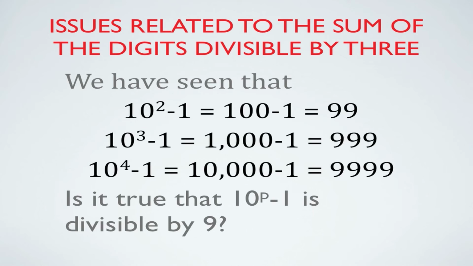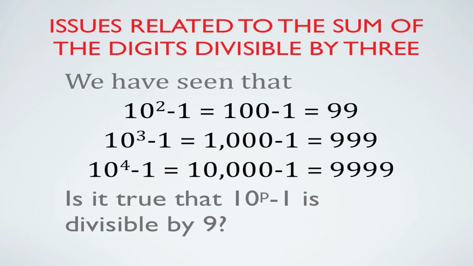Now if we look at the number 10, 10 minus 1 is equal to 9, and 9 is divisible by 9, and it's divisible by 3. On this slide I show 10 squared minus 1 is equal to 100 minus 1, which is equal to 99, and 99 is divisible by 9 and divisible by 3. 10 cubed minus 1 is equal to 999. That's divisible by 9 and divisible by 3. 10 to the 4th minus 1 is 9,999, and so on. You get the idea.